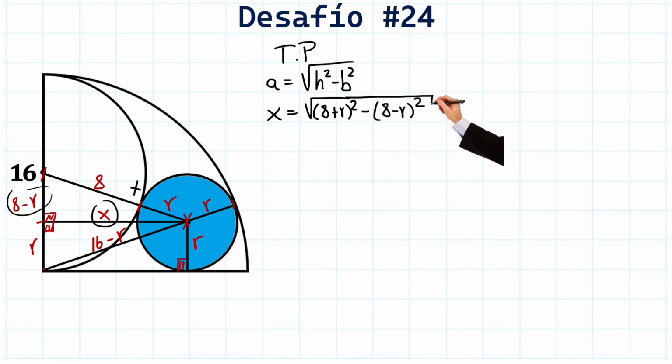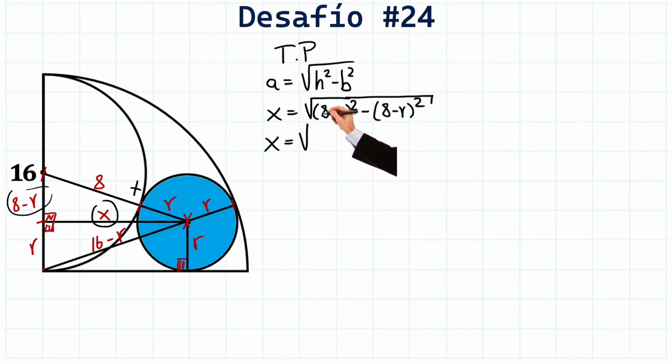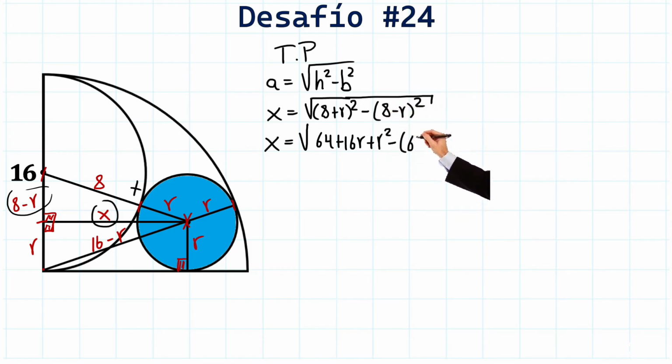Fascinating. And now we're going to solve these 2 binomials squared. We have that x is equal to the square root. The first term squared would be 64, plus the double product of the first by the second, 16r, and plus the square of the second term, so we have r squared. Very good. Now this binomial here with the minus, we open parentheses and solve. The first term squared 64, minus 16 times r, and plus r squared. Spectacular.